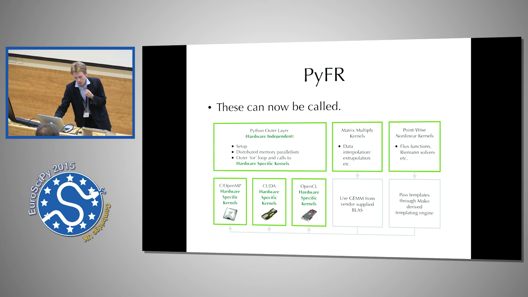Once we have these kernels, this completes the loop, and they can be called by our Python outer for loop. The idea being that no heavy computation is actually ever done in Python, it's just managing the setup phase, generating the code, and managing the distributed memory parallelism, where all the actual compute is either offloaded to vendor libraries or to native kernels.